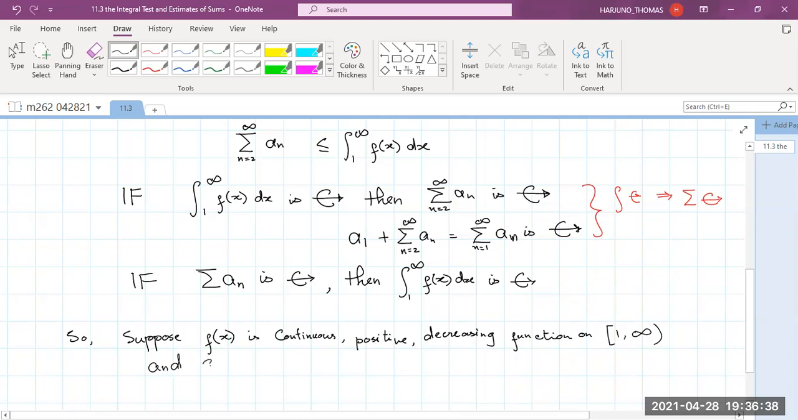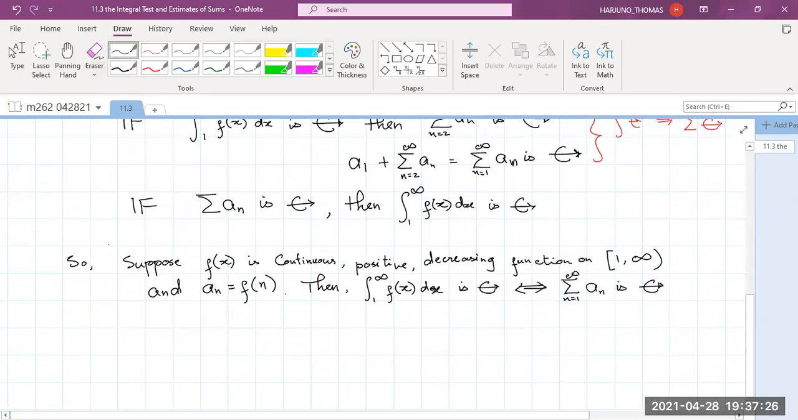And the sequence a_n is equal to f(n). Then the integral from 1 to infinity of f(x) dx, and maybe I say it this way, the integral from 1 to infinity of f(x) dx is convergent if and only if the infinite series is convergent. Okay, now that is the integral test.